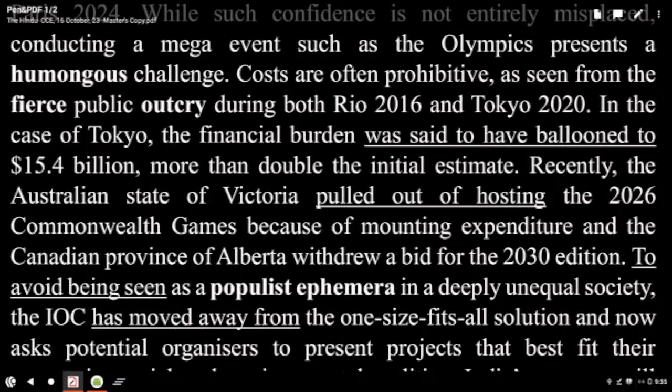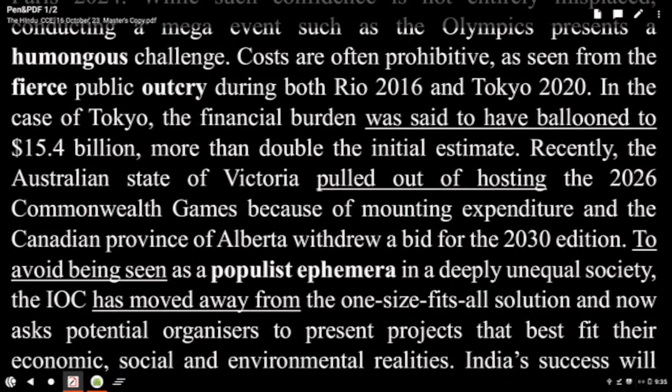This sentence talks about that. In the case of Tokyo, the financial burden was said to have ballooned to 15.4 billion. More than double, not double, more than double the initial estimate. Courtesy the COVID. They had to postpone. Twice, I think. So the costs shoot up. They become prohibitive.